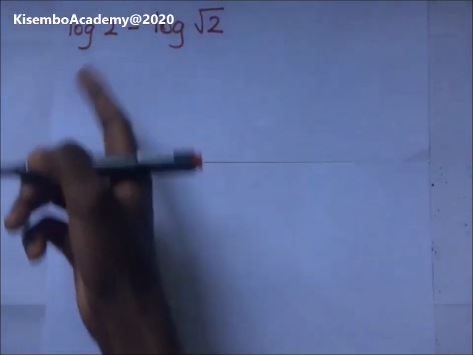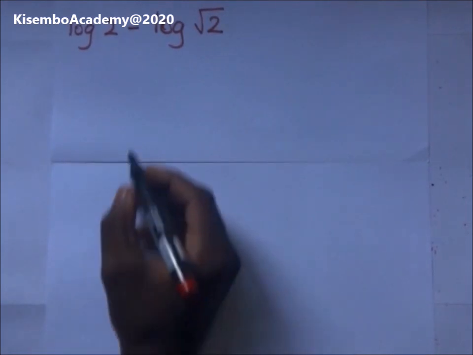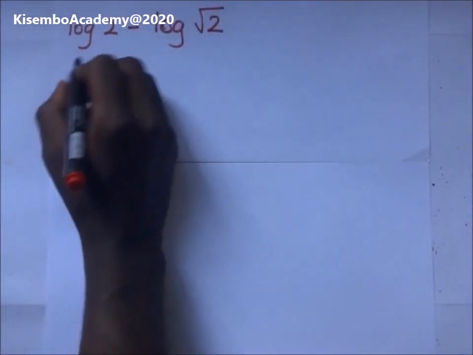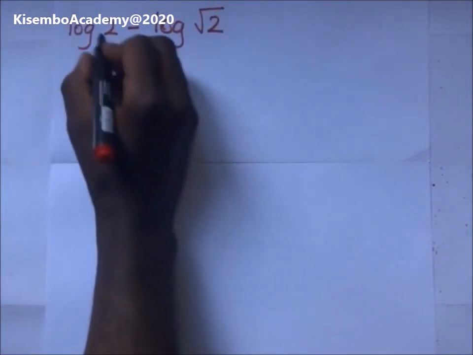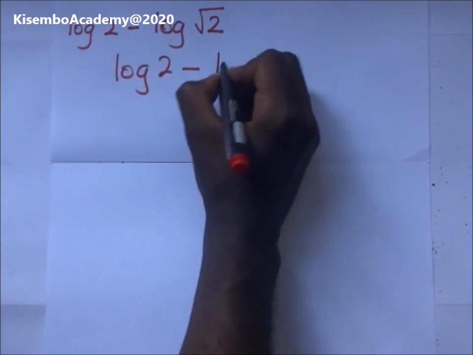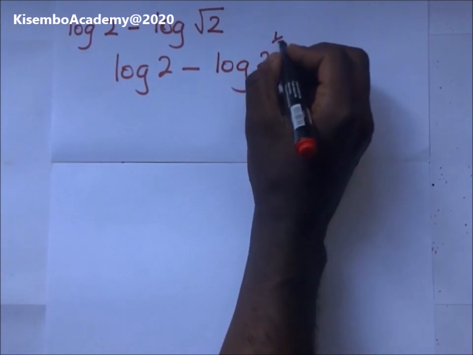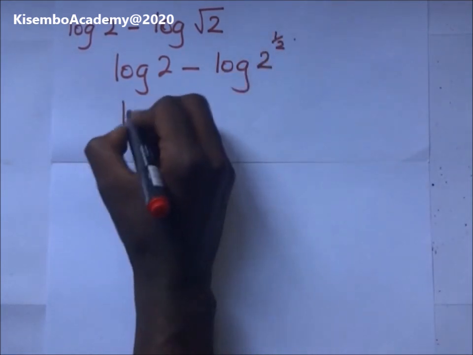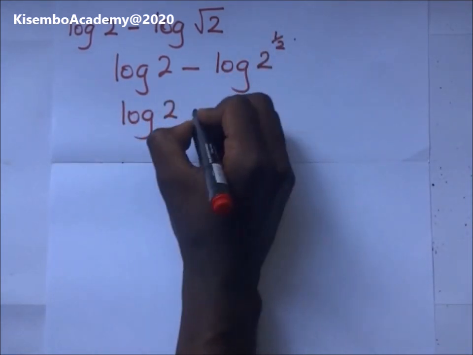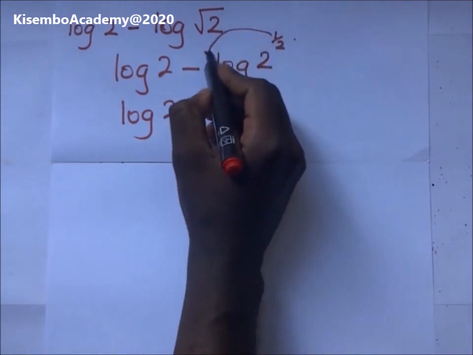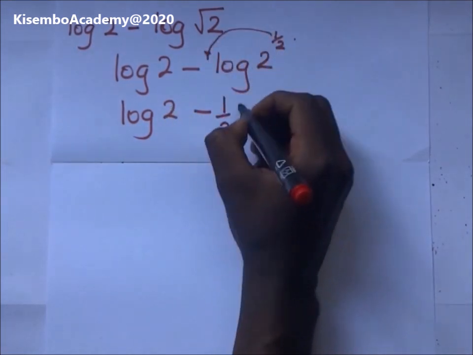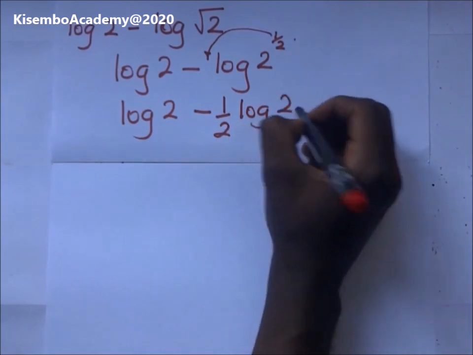Now, logarithm of 2 minus log of root 2, we can simplify it. The next step is going to be the log of 2 minus the log of, now square root of 2 is the same as 2 to the power a half. This is the same as log of 2 minus, now this a half comes right there, it becomes a half times the log of 2.